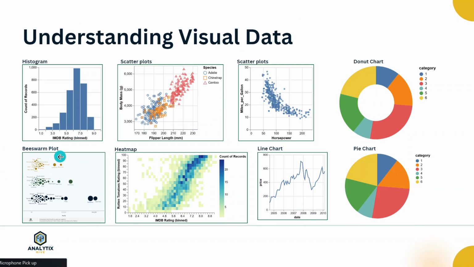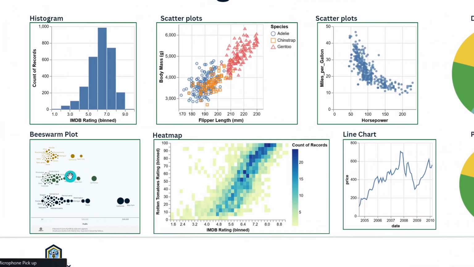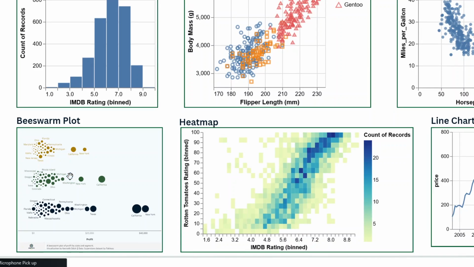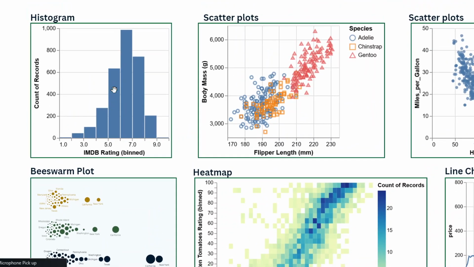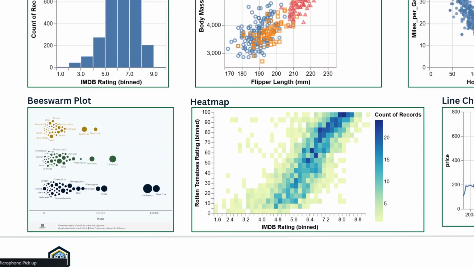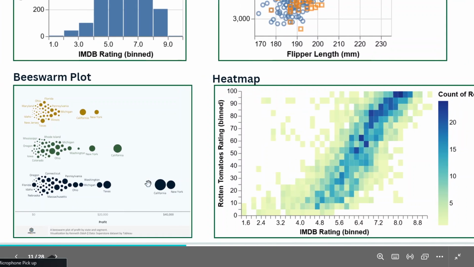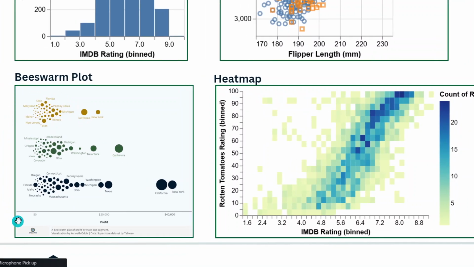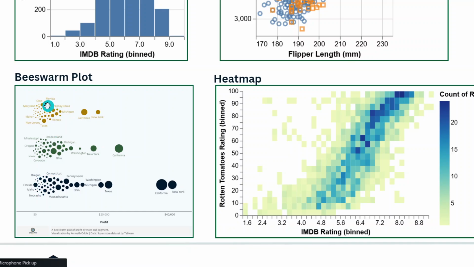Now we have bee swarm plot. Looking at the bee swarm plot here, it's still similar to what it tells us, similar to a histogram, but in this case it is showing us the different data points within our class. This is a typical example of a bee swarm plot spread across different categories, right?